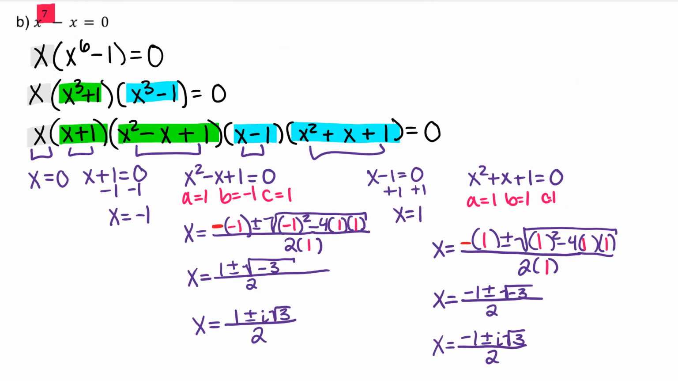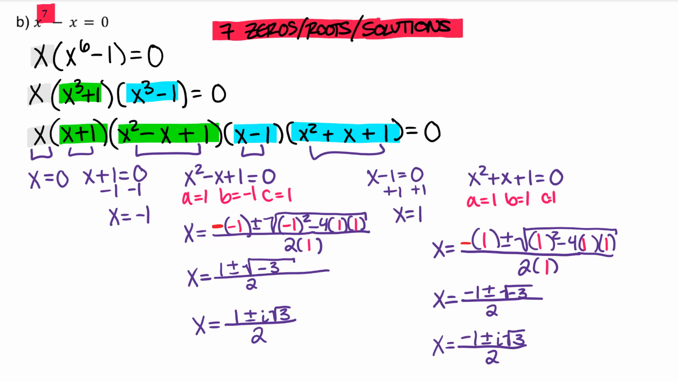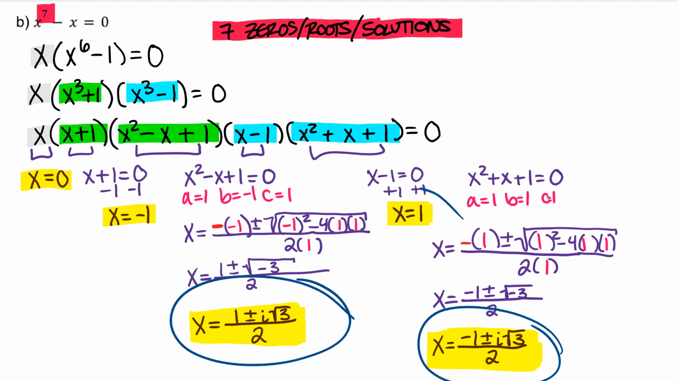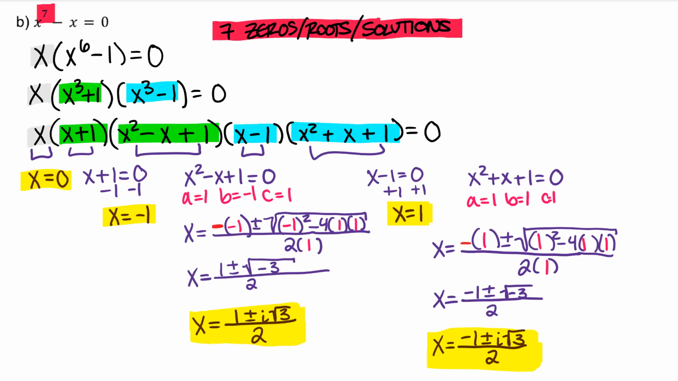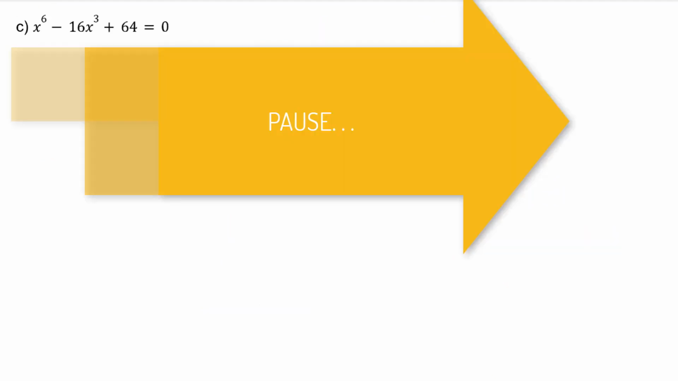The degree of this polynomial equation is 7, so we should get 7 complex roots. X equals 0, x equals -1, x equals 1 plus i root 3 over 2, x equals 1 minus i root 3 over 2, x equals 1, x equals -1 plus i root 3 over 2, x equals -1 minus i root 3 all over 2. That is 1, 2, 3, 4, 5, 6, 7 roots or solutions. So there are your answers. Try part C on your own and then press play when you're ready to check your answer.